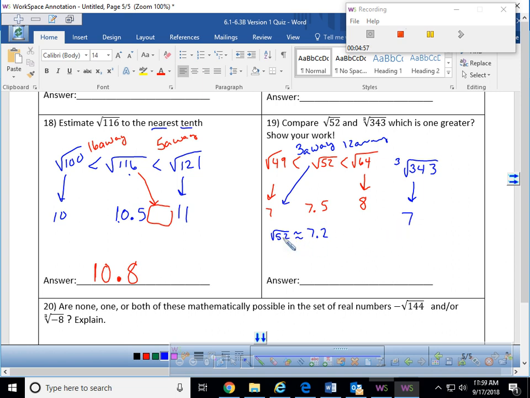7.2, otherwise known as the square root of 52, or exactly 7? Well, 7.2 is, and what's approximately that's equal to the square root of 52. So that's the one that's greater.